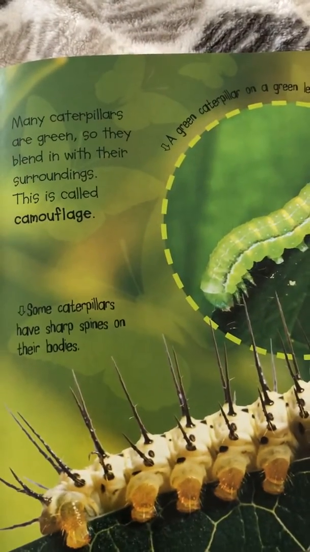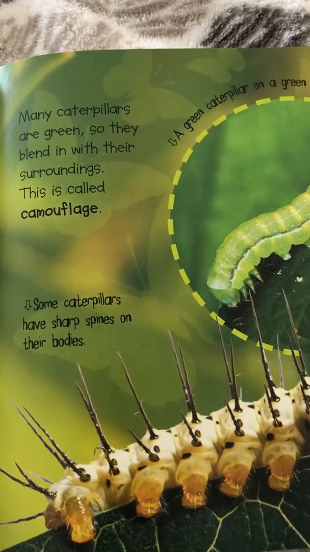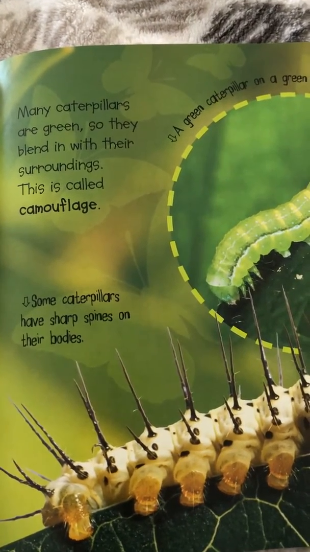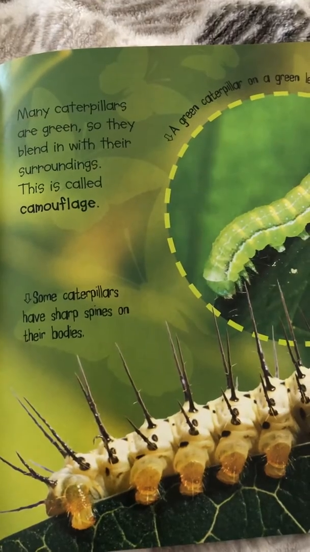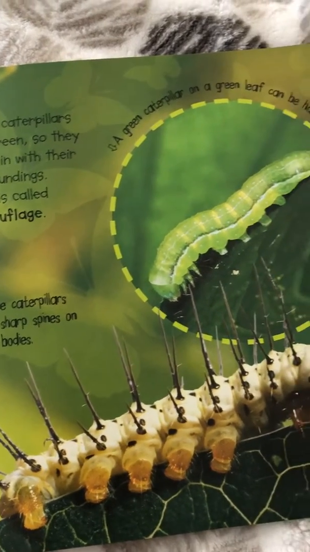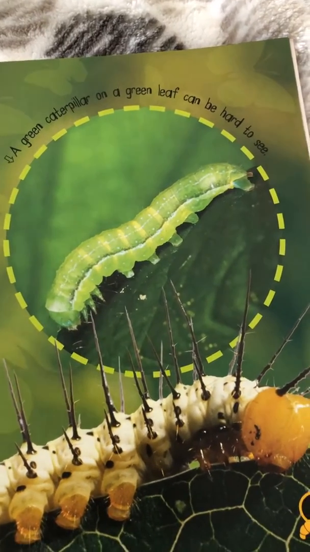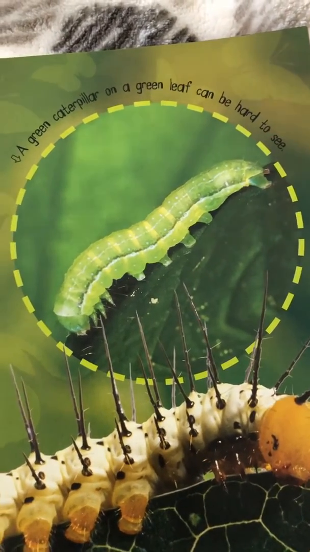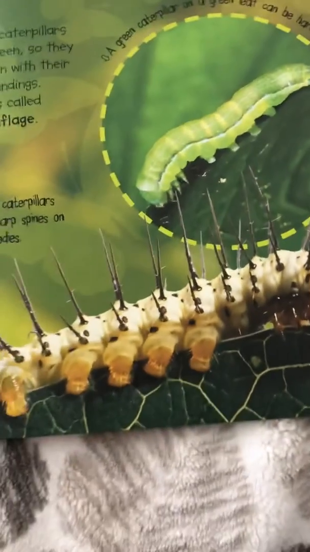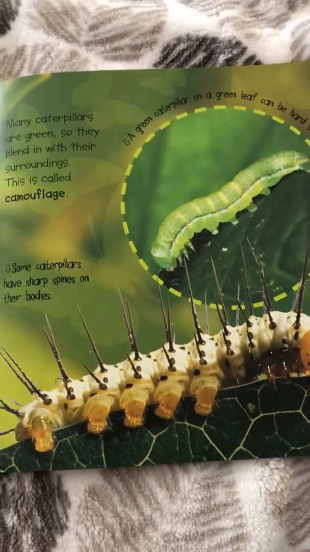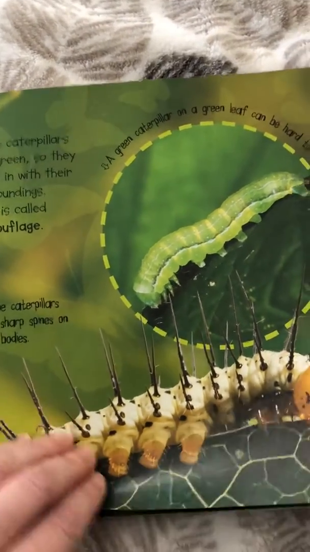Many caterpillars are green, so they blend in with their surroundings. This is called camouflage. Some caterpillars have sharp spines on their bodies. A green caterpillar on a leaf can be hard to see. So this is their way of protecting themselves because they blend in, or they might have pokies on them. And what kind of a bird would want to go and eat something that's pokey, right?